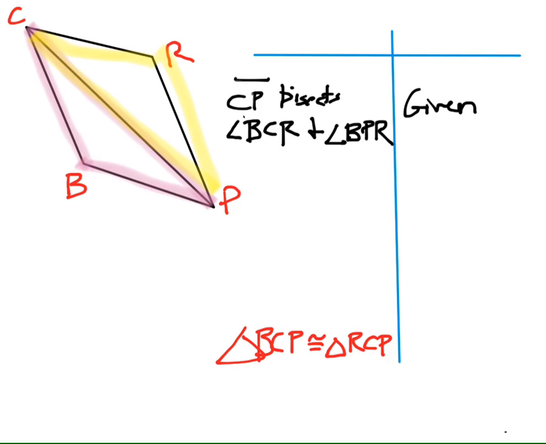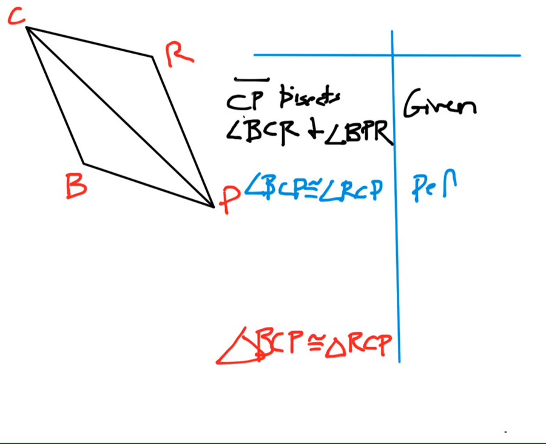So based on what we're given, it says that CP bisects, what does bisect mean? Cuts in half, angle BCR. It cuts that angle in half. So just from that little piece of my given, what am I going to know about these 2 angles? They're the same. So I'm going to go ahead and write that because I know that's probably going to come up. Angle BCP is congruent to angle RCP by definition of a bisector.